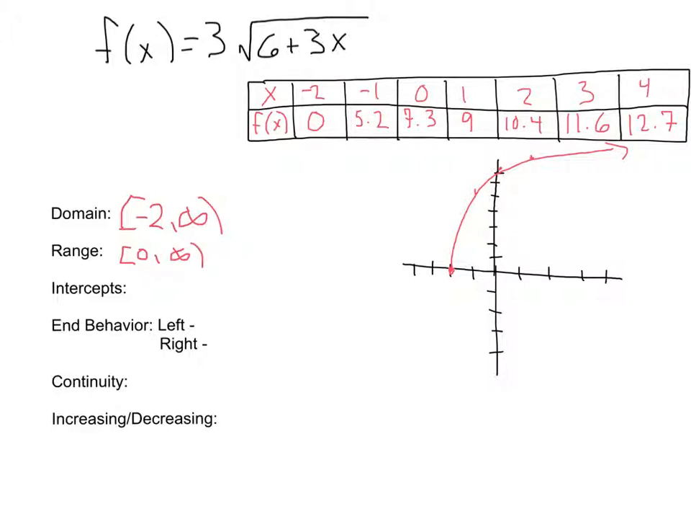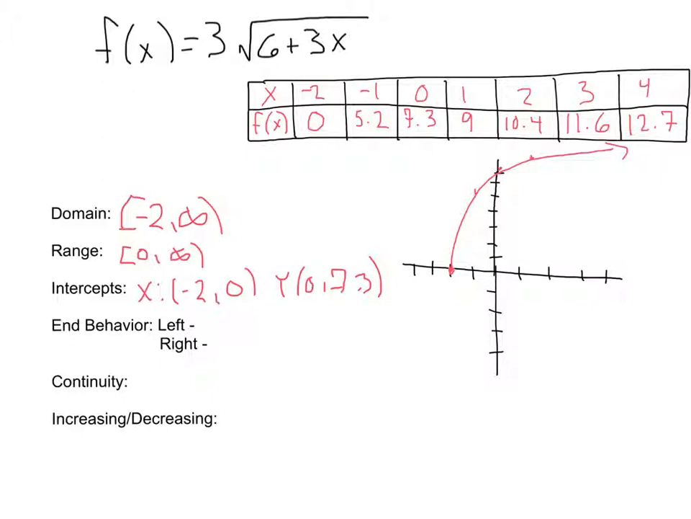My intercepts. It looks like I've got an intercept right here and right here. Our x-intercept, I've already solved for this, so I don't need to. This is negative 2, 0. Our y-intercept is right up here. I've also already solved for our y-intercept. That's where x equals 0. I have 0 and 7.3. So our y-intercept is 0 and 7.3.